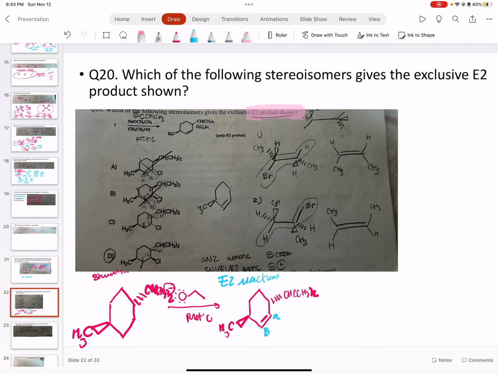So therefore we are gonna keep this the same. That's why I drew it like that. And we're gonna keep this one the same. The good thing is that we have a cyclohexane. The good thing about a cyclohexane is that our leaving group always needs to be in a wedge. So this one needs to be in a wedge.